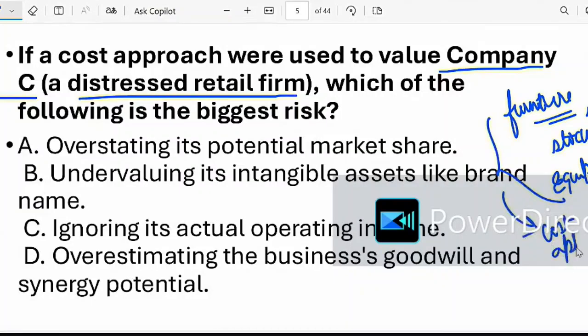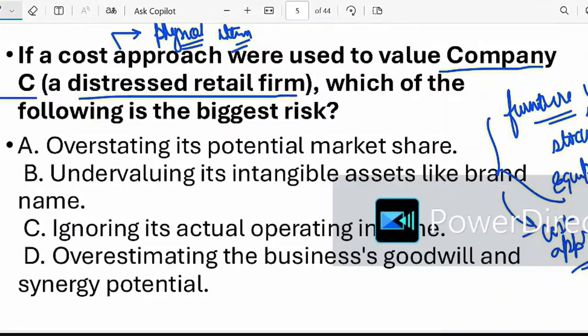The cost approach mainly does the same thing. It adds up the cost of all the physical stuff. Remember, cost approach is all about the physical items that this business has, right? So now a business has shut down, we look at how much furniture it has, how much stock it has, how much equipment it has, and that is what cost approach does.